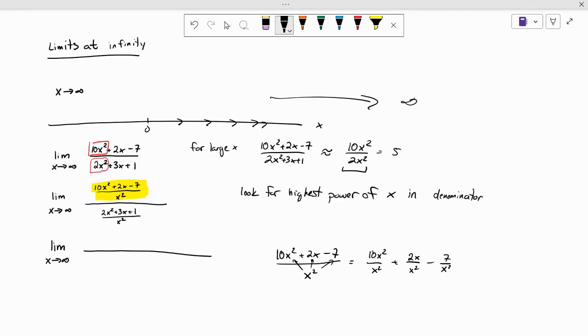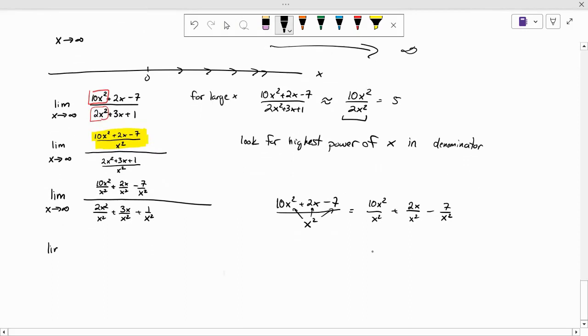Does that go for both? Does that go for numerator and denominator? Yeah, the same procedure is going to apply to both. All right. And so now we can simplify.